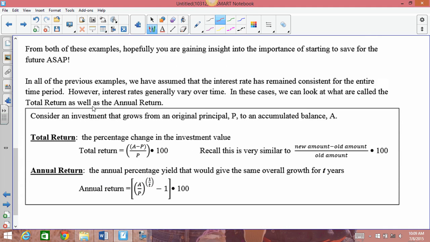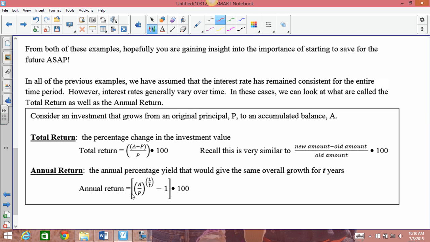It should be noted, I'll move on from there. It should be noted that in all the examples I've looked at, I'm assuming that the interest rate is staying consistent, but over a period of 30 or 40 years, depending on how long you're investing your money, that interest rate is going to fluctuate, because just 8 or 10 years ago, these interest rates were a whole lot better than they are now, of course. So for that reason, we want to look at, okay, what's my total return and annual return?